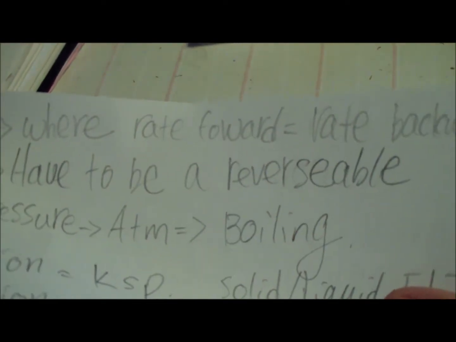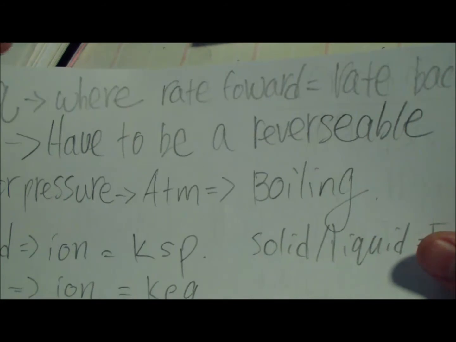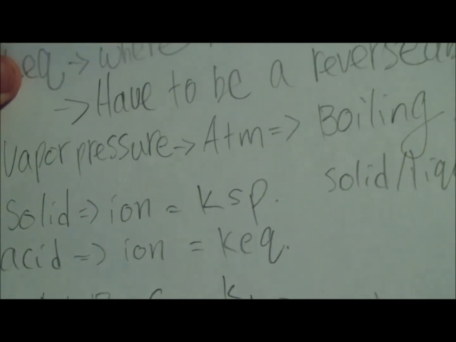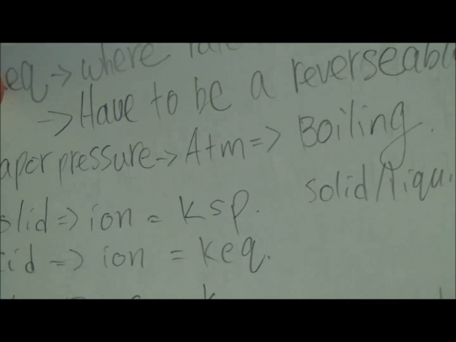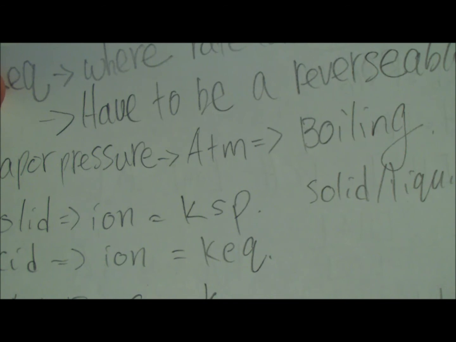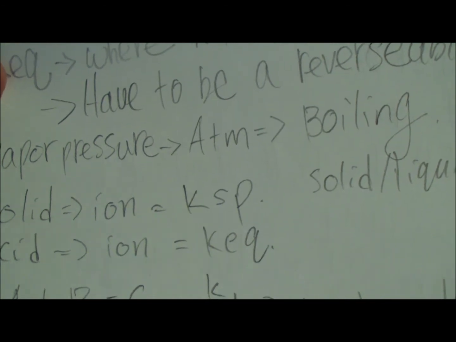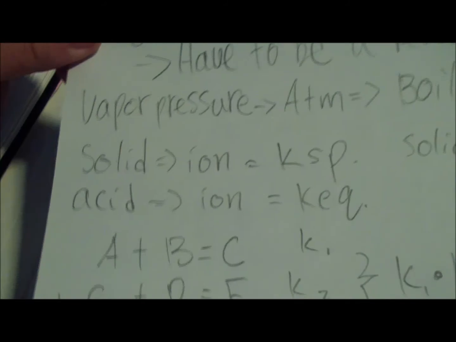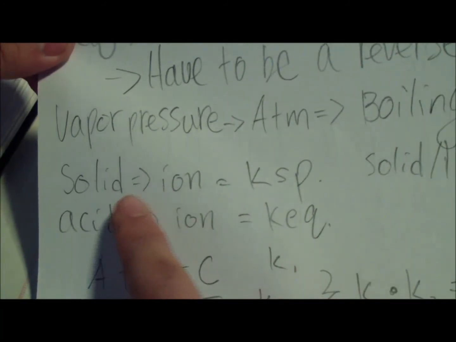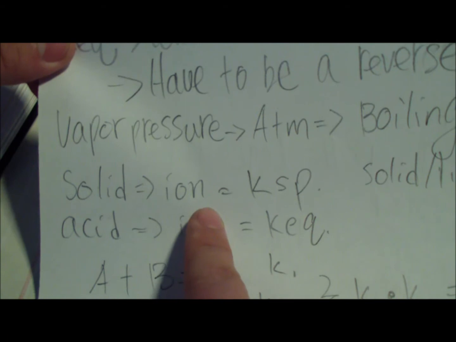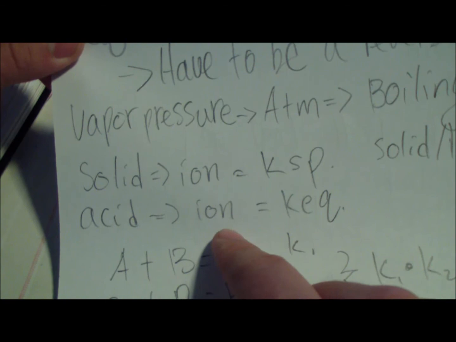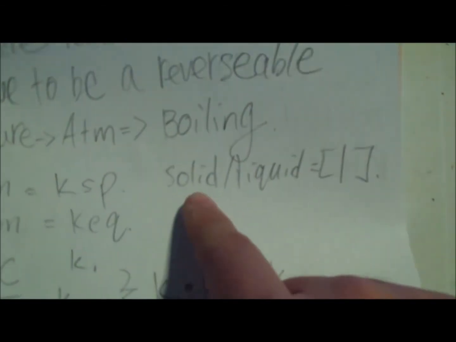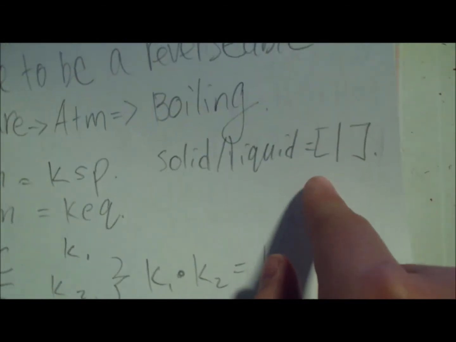Okay, so KEQ: the definition of KEQ is where the rate forward equals the rate backward, and it has to be a reversible reaction. Vapor pressure, which we'll be using in KEQ soon, goes to 1 ATM at boiling point, basically, or like how many molecules are in the atmosphere, or the pressure. When doing KEQ, if you see a solid going to ions, it's KSP. When an acid or base becomes ions, it's KEQ. And for the molarity of solids and liquids, we always label it 1.